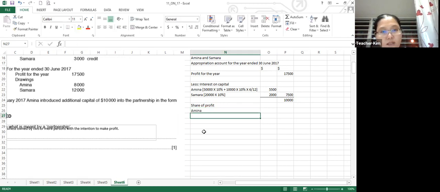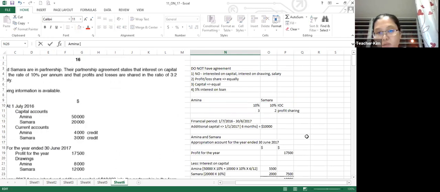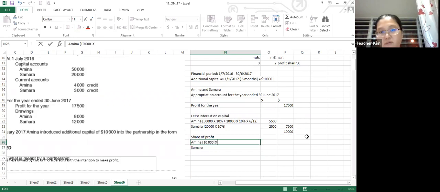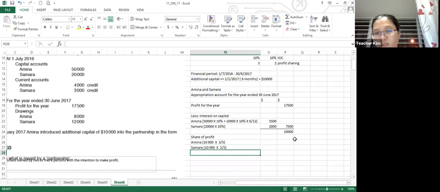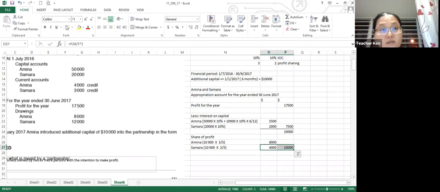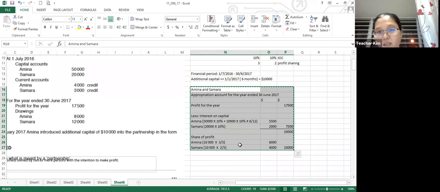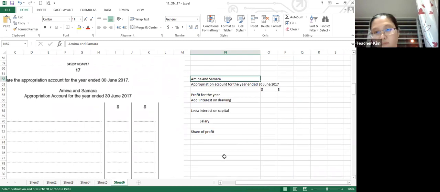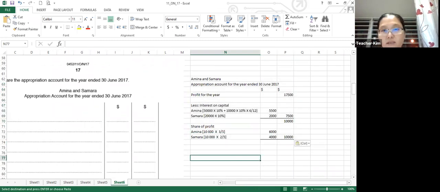So the next is the share of the profit. For the share of the profit, the ratio is 3 to 2. So 10,000 times 3 over 5. And then Shamala is 10,000 times 2 over 5. So this is the information that we get. So take this one, divide by 5 times 3. So this one, divide by 5 times 2. So this amount is the same. So settle this account. Okay, so here is our appropriation account. Okay, settled.